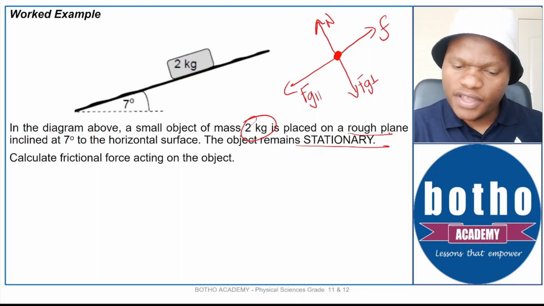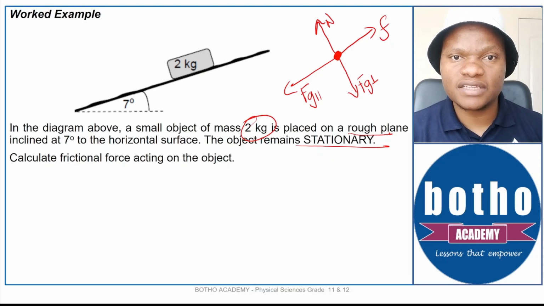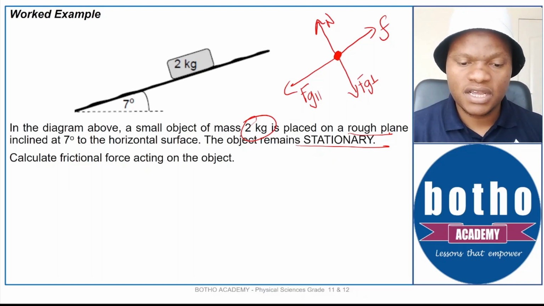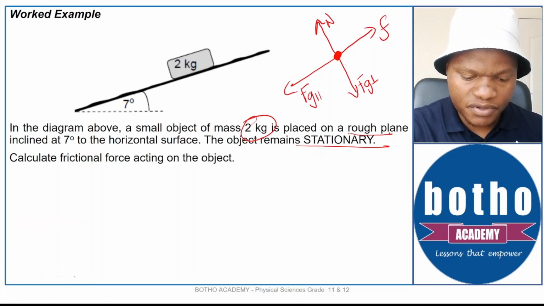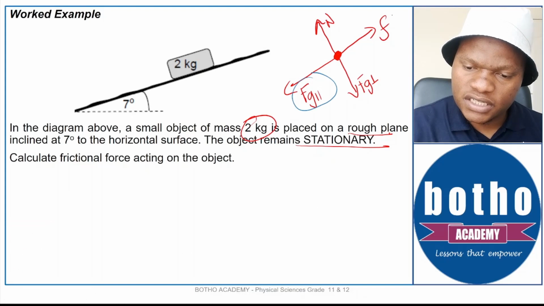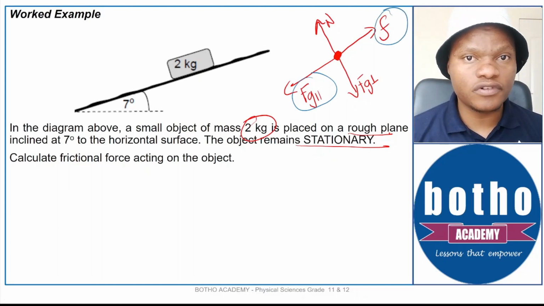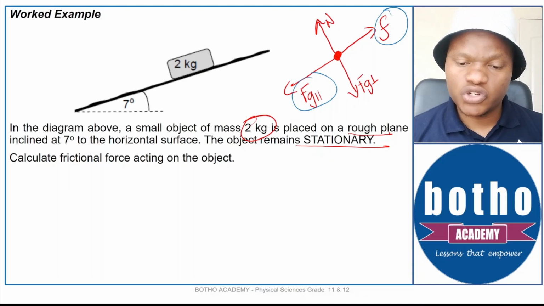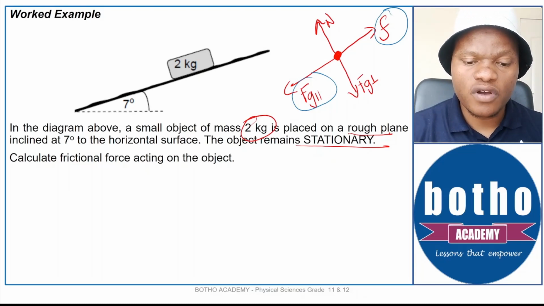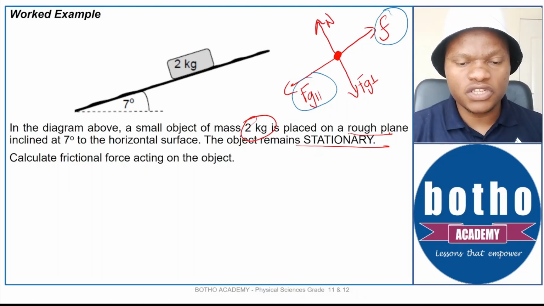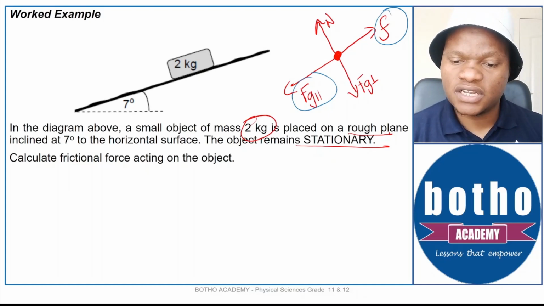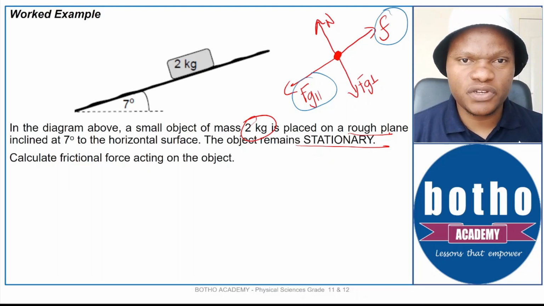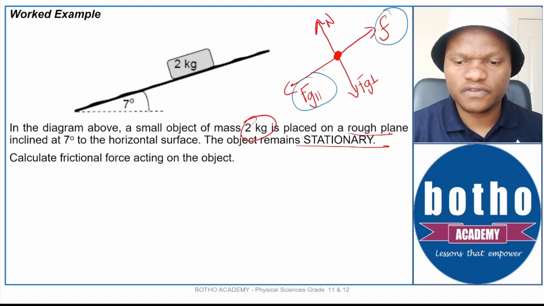Now, you know that this object remains stationary. For the object to remain stationary, it means there must be a cancellation of the forces acting along the same line. The forces that could be responsible for the motion of this object can only be Fg parallel and Ff, which is the frictional force. Those are the only forces that can be responsible for the motion of the object, because the object will either move up the slope or down the slope, since it's in contact with the slope or the surface. The normal force and the Fg perpendicular are not necessarily responsible for the motion of this thing.